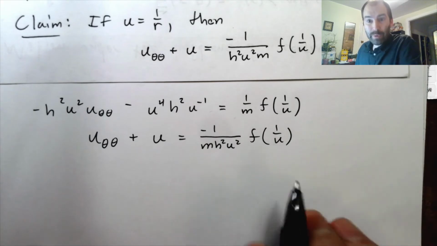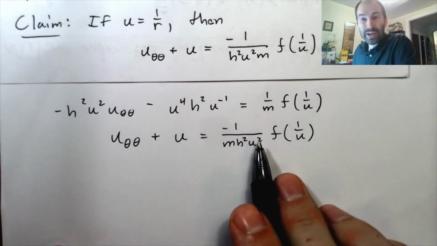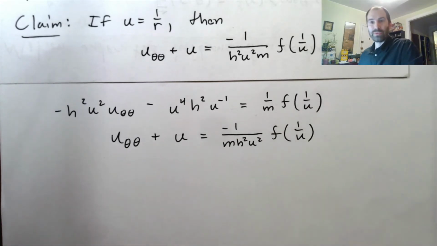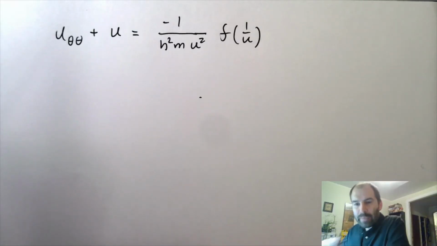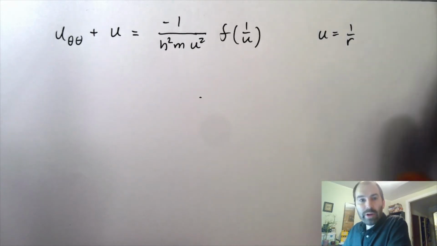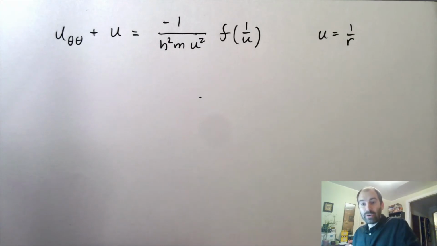Now, remember, this is important for us because this is almost like the spring equation. We're going to be using this to prove some cool results. Okay, so here we are. We've proven this result, where u is equal to 1 over r. We're going to use this result to describe the motion under a gravitational field.